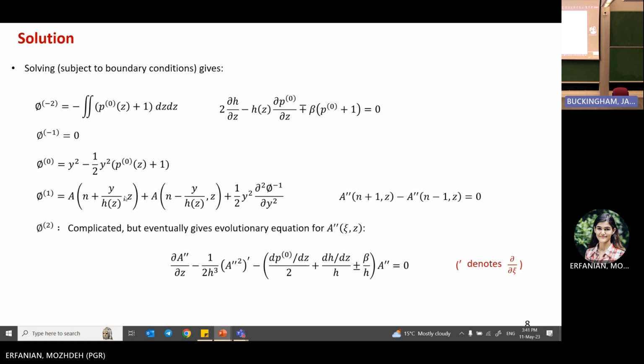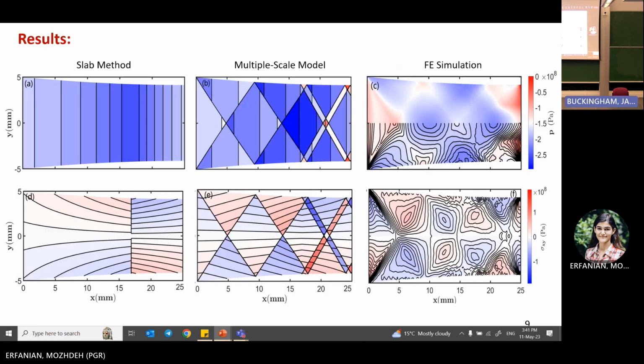So in order to find the Z dependency, we need to go to the next order and therefore get the evolutionary equation for A double prime. And in order to get the N and Y dependency, we basically need to use the initial boundary condition at the start of the roll gap. And this is how this solution looks in the XY plane.